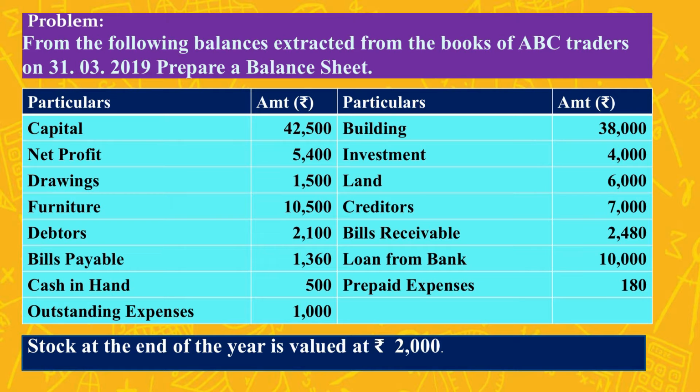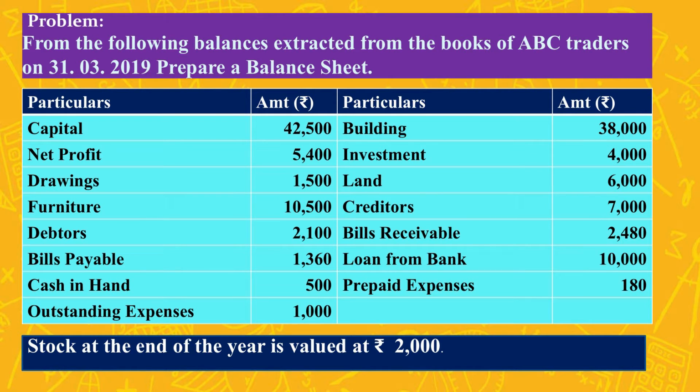As soon as you get the question, the first thing you need to do is scan those items which will appear on the liability side and those items which will go to the asset side. So quickly I will take you through this. Capital 42,500 obviously will show on the liability side. To that we will add the net profit, and from there we are going to deduct the drawings. As I already said, the drawings will show you a debit balance, but we need to deduct it from the liability side, that is from the capital.